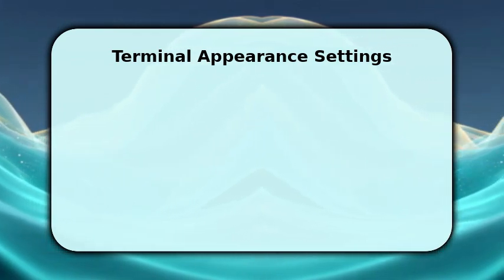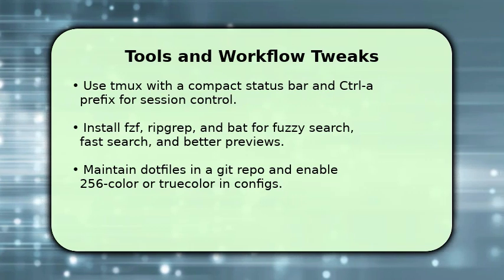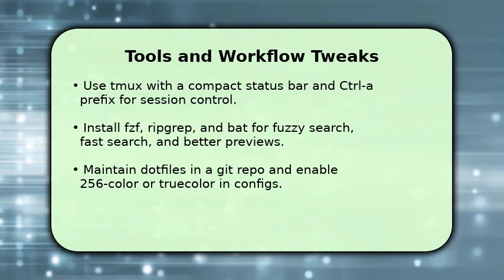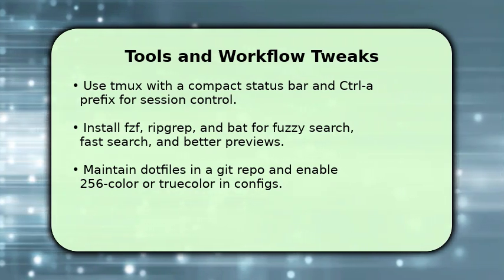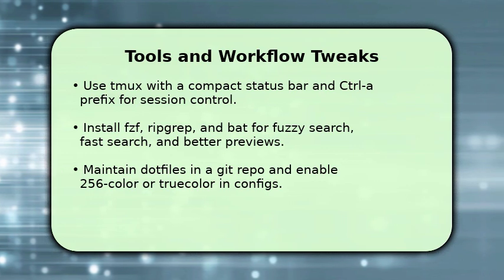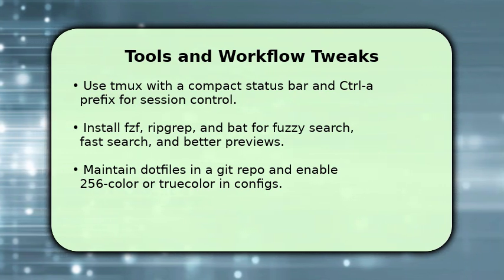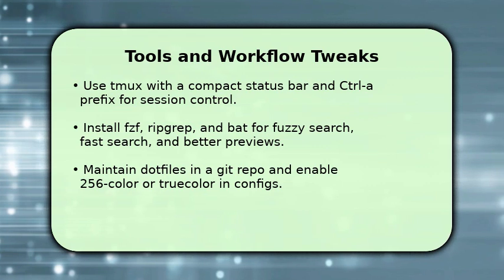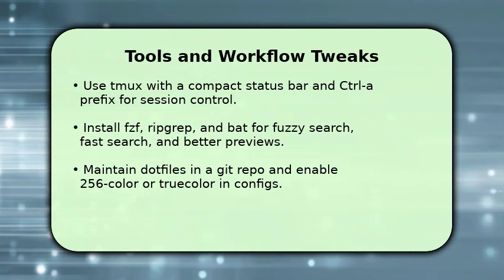Enhance productivity with terminal tools and sensible defaults in your dotfiles. Run tmux with a compact status bar and set Control-A as your session prefix for muscle memory. Add utilities like fzf for fuzzy search, ripgrep for fast recursive search, and bat for syntax highlighted previews.